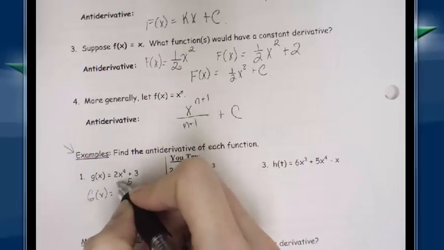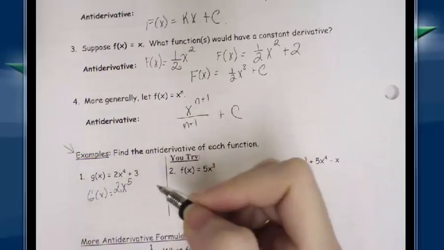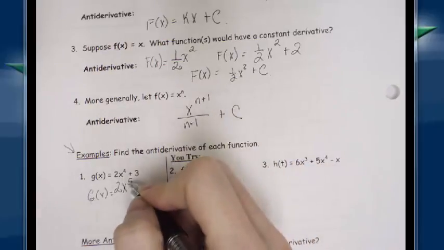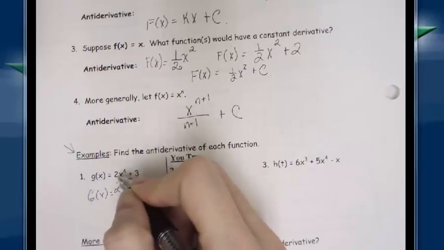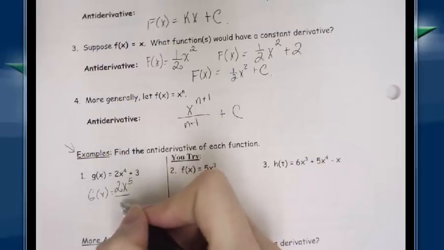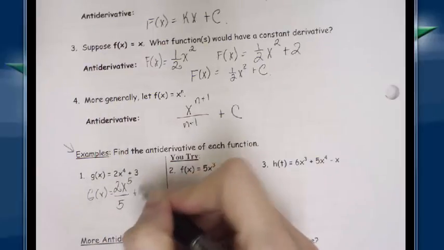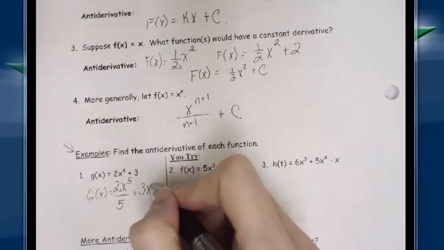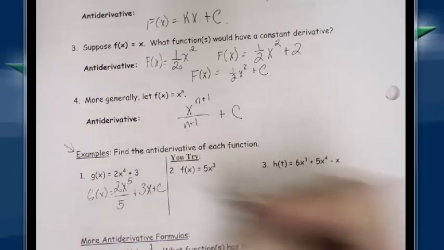I can't just throw out the 2, so the 2 goes back. When I then look at this, if I brought this 5 down, I would have 10. 10 is not what that says. So you need to compensate and divide by the power. Any constant, same thing as going up a power, so 3x plus c.